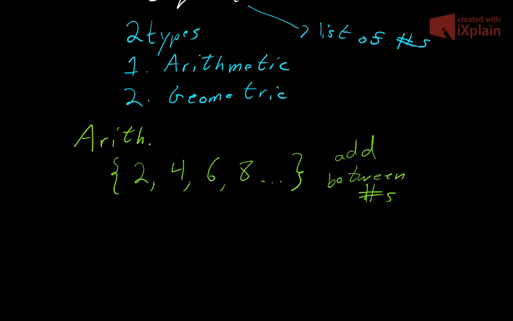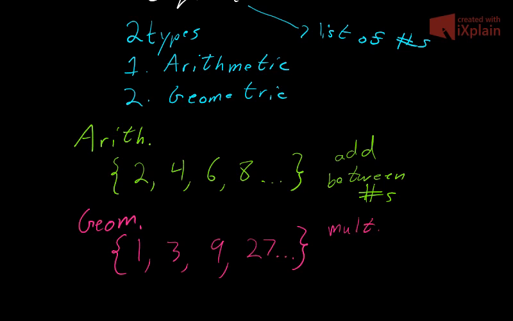The other kind, which I'm going to do in pink, would be a geometric sequence. An example of that would be 1, 3, 9, 27, and so on. If you look at this geometric sequence, what's happening here is we're not adding, but we are multiplying between numbers. And in this case, we are multiplying by 3s.